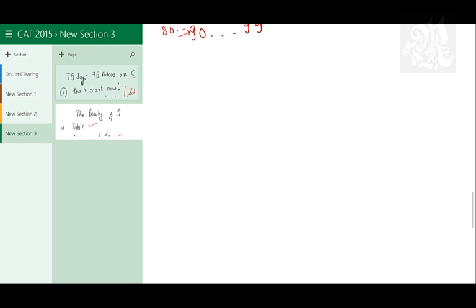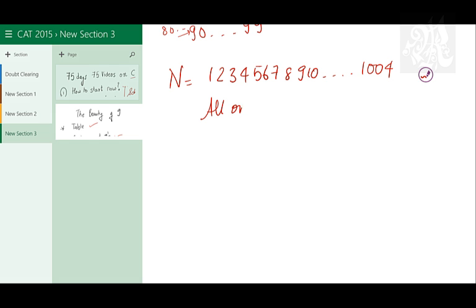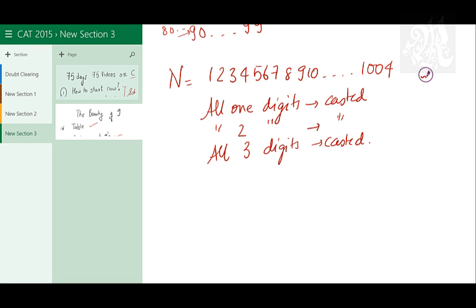So let's summarize this problem. Whenever you have something like this, n is equal to 1, 2, 3, 4, 5, 6, 7, 8, 9, 10 till, let's say, any number you want, 1004 for that matter. You must know that all the 1-digit numbers will be cast out, all the 2-digit numbers will be cast out, and all 3-digit numbers again will be cast out. So you'll be left with only the 4-digit numbers, which in this case are 1000, 1001, 1002, 1003 till 1004, and you can do that calculation easily.